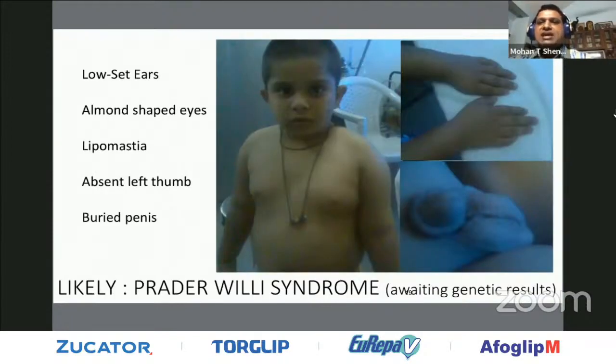Seeing the child was very important because the clues were there. There were low set ears, almond-shaped eyes, lipomastia, because the chest wall also had fat tissue deposition, and other bony deformities, with a buried penis as well as an absent left thumb. The clinical picture included neonatal hypotonia. So it's likely to be Prader-Willi syndrome. We are awaiting the genetic test.